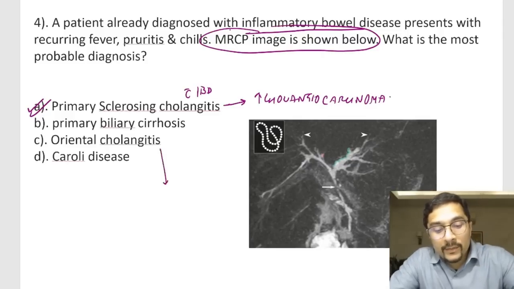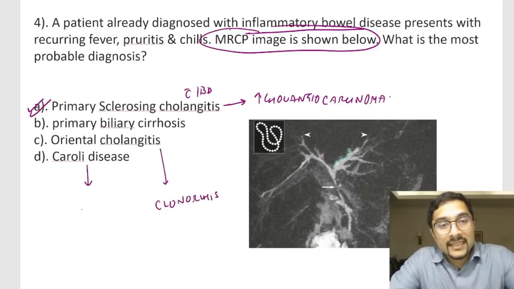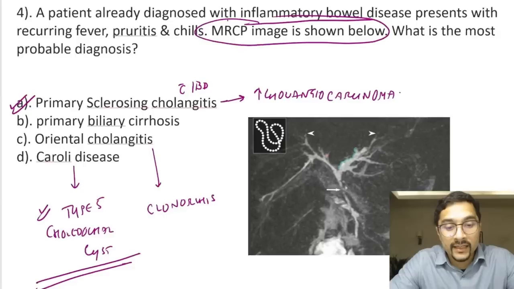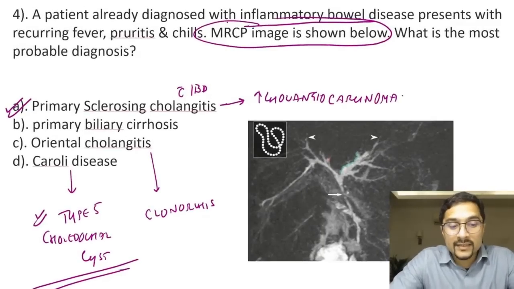Oriental cholangiohepatitis is seen due to clonorchis infection, right? And Caroli's disease is a type 5 choledochal cyst where there is dilatation of the intrahepatic portion of the biliary tree, that is known as Caroli's disease, and that has also been asked in the exam.